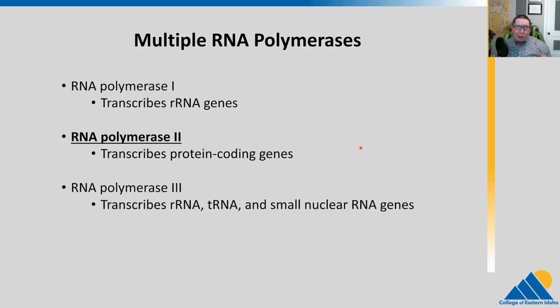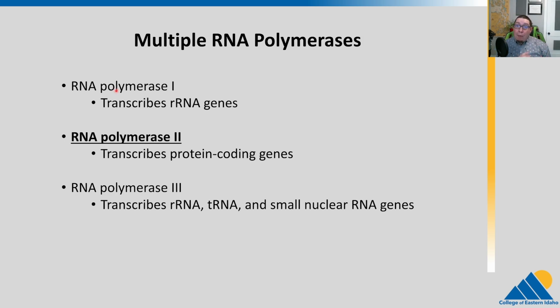So let's start by looking at RNA polymerases. Just as we talked about in DNA replication, there are multiple RNA polymerases in eukaryotes. We have 3 of them. RNA polymerase II is the main one we're going to focus on. That's the one that transcribes protein coding genes. So that's making mRNA. Now, RNA polymerase I, we believe that its primary function is to transcribe rRNA genes.